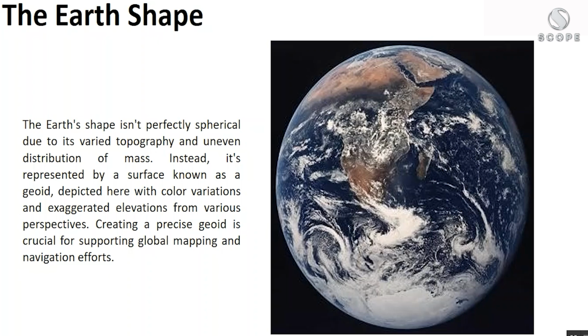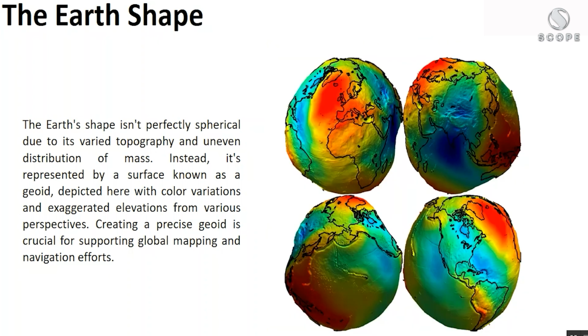Scientists call it the geoid. So Earth is not like we see in this image. The planet isn't perfectly round. It's flatter at the top and bulging at the middle. This happened because of gravity and how Earth spins.